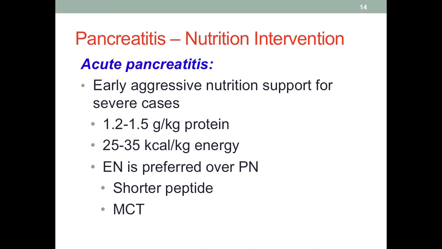So also in severe cases of acute pancreatitis, we want to start early and aggressive nutrition support. So here on this slide are the protein and energy allowances. Overall, as we know, enteral feeding is preferred over parenteral nutrition. We would also prefer to use a shorter peptide as a protein source, which would require less digestion, and also have medium chain triglycerides because these enter the bloodstream directly. And there are enteral formulas that have these components called hydrolyzed formulas.